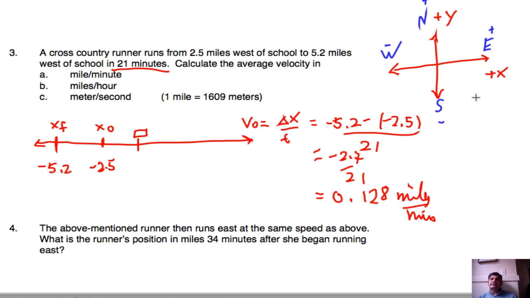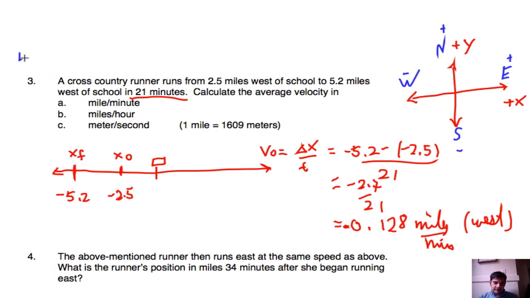Okay, so that's looking something like a 7-minute mile or an 8-minute mile, something like that. So, okay, I'll buy that. And again, this is going to be in negative miles per minute, which tells us that we're actually running west. Okay, now let's just go ahead and do one more conversion. So let's do part B. I'll do it up here. So let's do miles per hour.